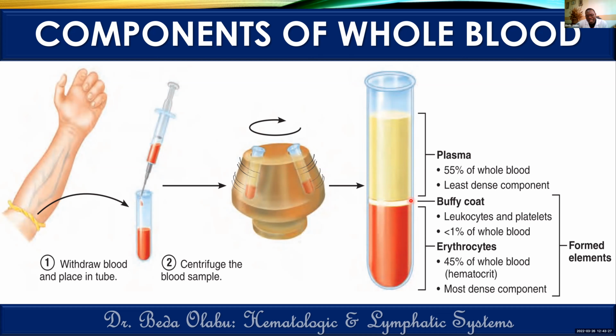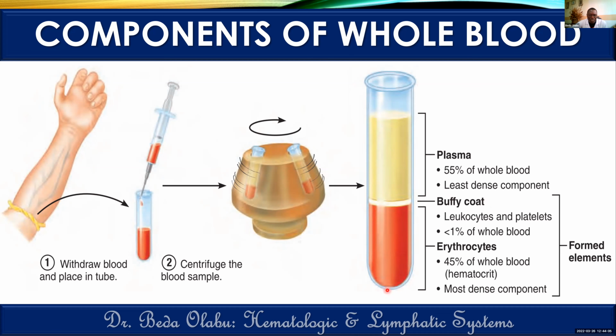And so we remain with a very thin layer between the two, which is less than 1% basically. This thin layer between the two is known as the Buffy coat. And the Buffy coat represents the region of whole blood that is occupied by white blood cells as well as the platelets. So in as much as they're very important, as we're going to see, they occupy a very small proportion of whole blood. White blood cells and platelets constitute the Buffy coat.